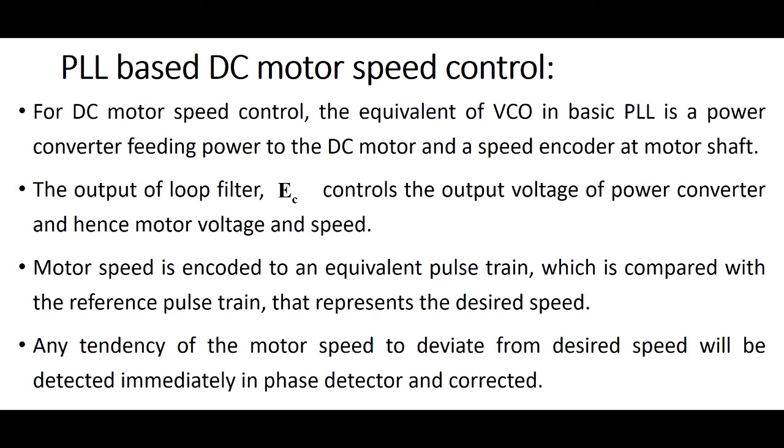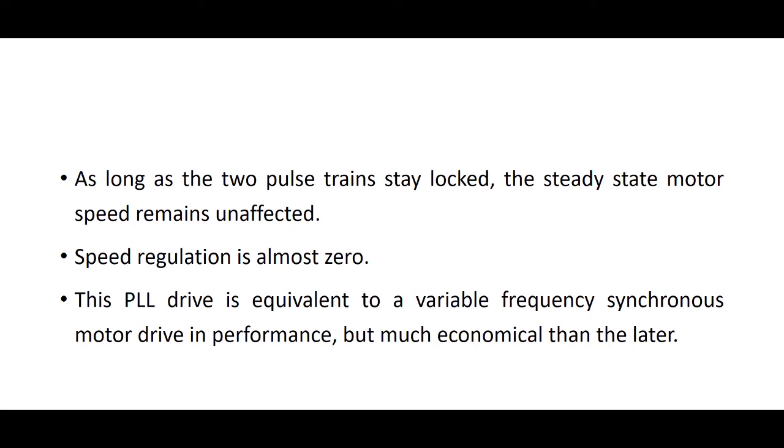Motor speed is encoded to an equivalent pulse train, which is compared with the reference pulse train that represents the desired speed. Any tendency of the motor speed to deviate from the desired speed will be detected immediately in the phase detector and corrected. As the phase detection is instantaneous, the speed response is very fast. As long as the two pulse trains stay locked, the steady state motor speed remains unaffected. The speed regulation is almost 0. This PLL drive is equivalent to a variable frequency synchronous motor drive in performance, but much more economical than the latter.